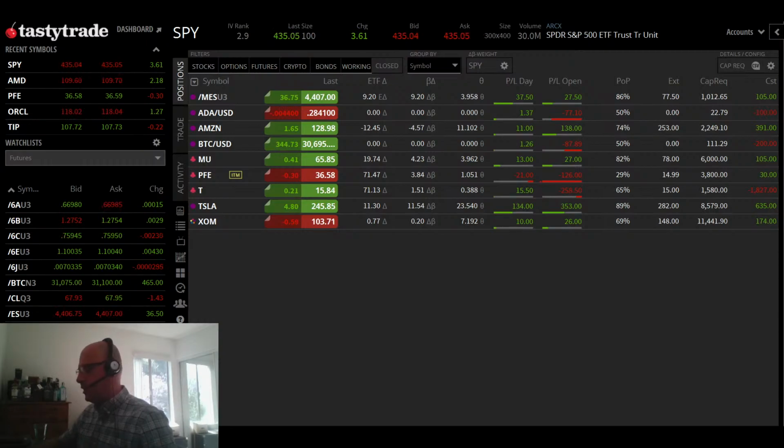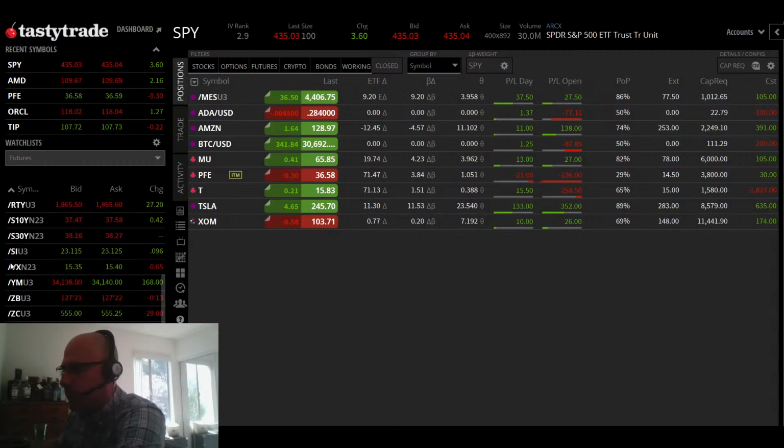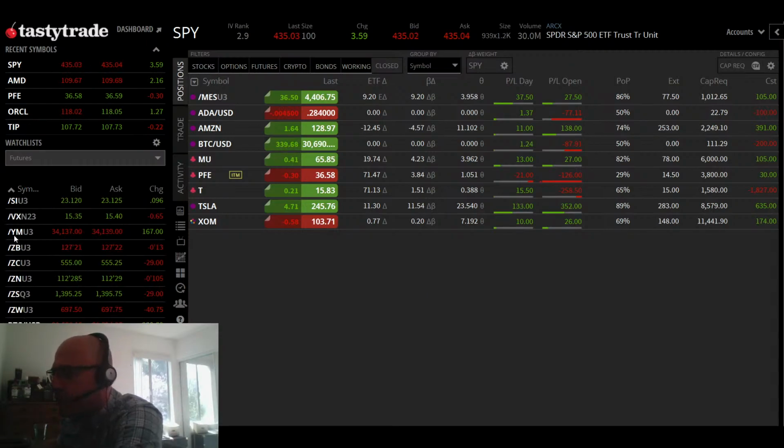I'm kind of small on positions because implied volatility is low. If we go down here and we look at the VIX, VIX is right here. We see VIX is only about in the 15 handle. So compared to last year when it was in the 20s most of the time, we have low volatility.